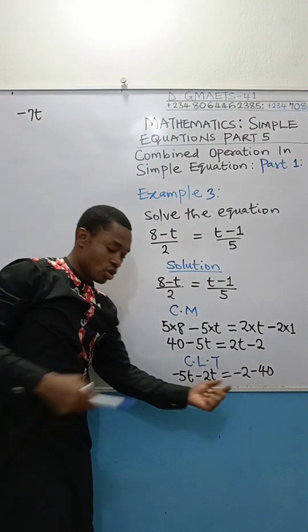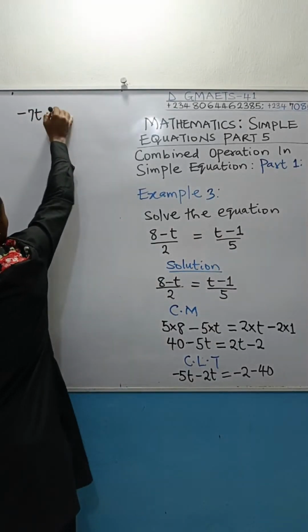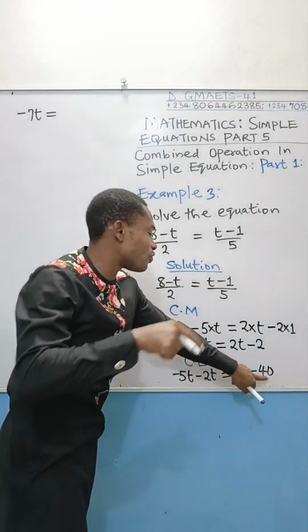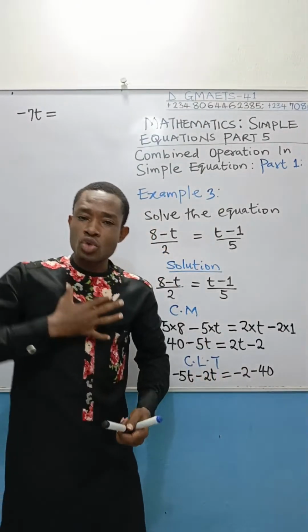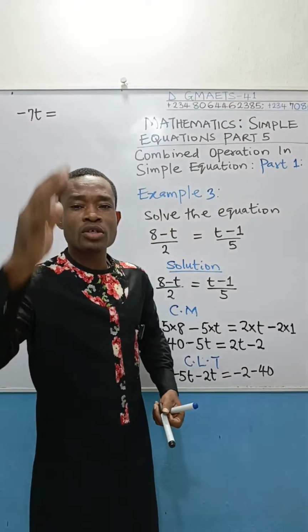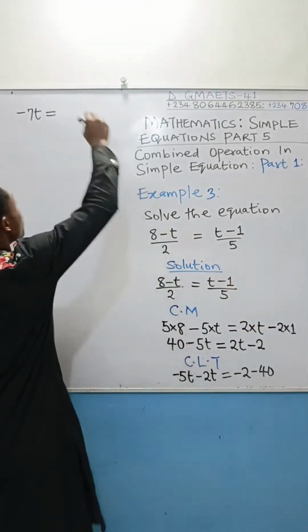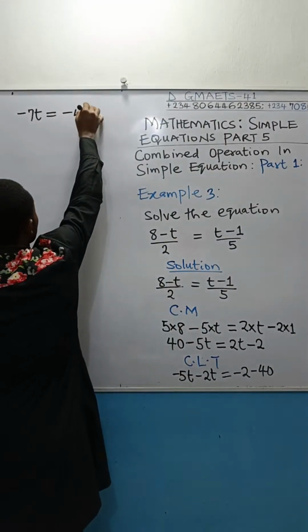After that, you see equal to. So I'm going to write equal to. Do the same thing on the right-hand side. This is minus 2 minus 40. You are owing me 2. You are owing another friend of yours 40. All together, you are owing 42. And because you are owing, it will be minus 42.